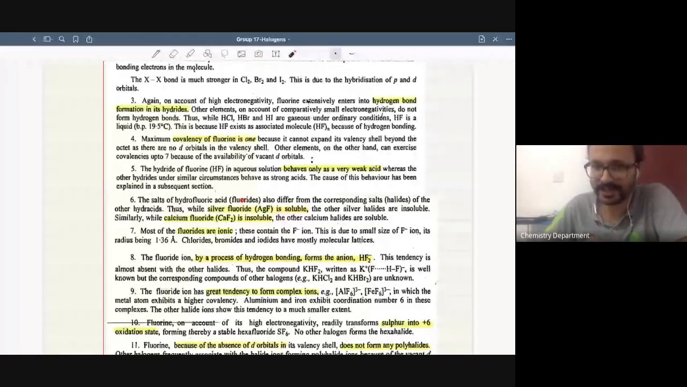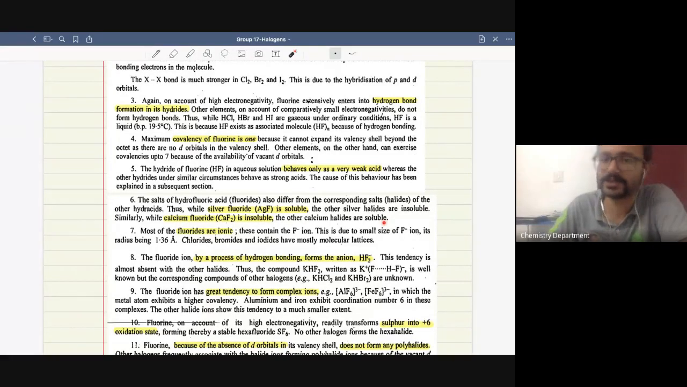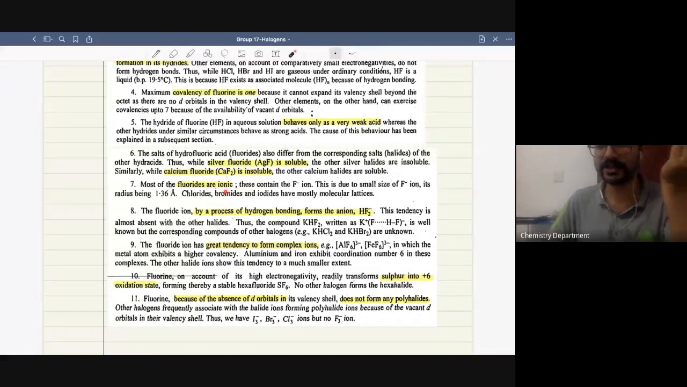Silver fluoride is soluble. However, other silver halides are all insoluble in water. Similarly, calcium fluoride is insoluble in water, but other calcium halides are all soluble in water. So it's an abnormal thing between a fluoride and the corresponding other halides. It is an abnormal property that the fluoride salts show. Then another thing is the fluoride compounds are ionic in nature. This is because of the high electronegativity and small size. They show more of the ionic property.